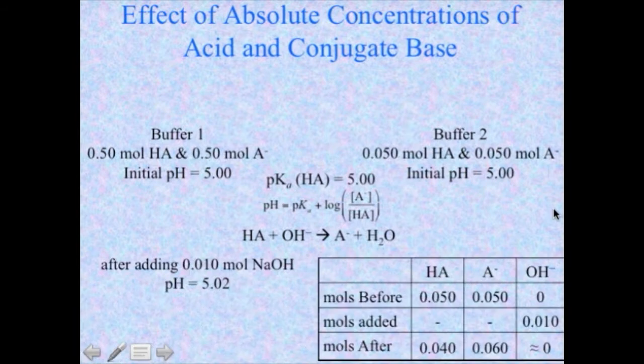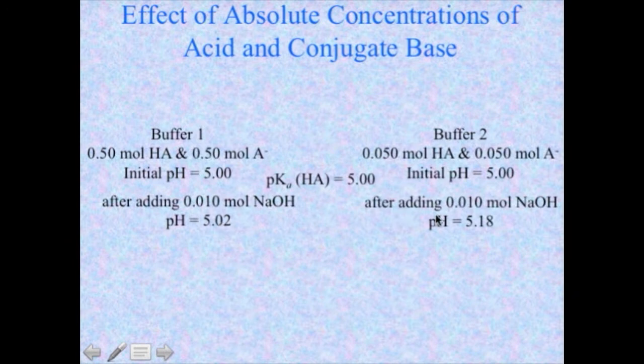Now I do the same thing to buffer 2, adding 0.01 moles of hydroxide. The weak acid drops from 0.05 to 0.04. The conjugate base is increased from 0.05 to 0.06. Running that through the Henderson equation, I get a pH of 5.18.